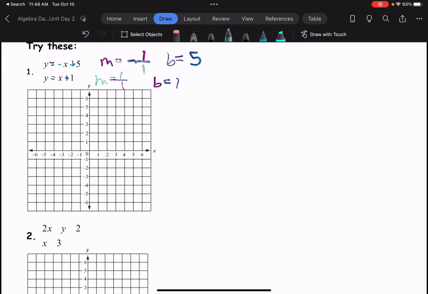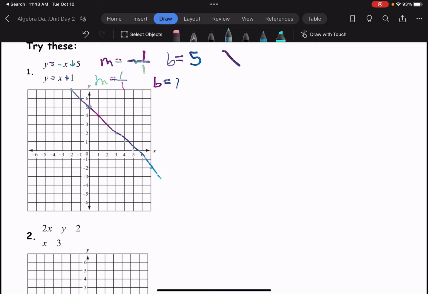So let's graph the first equation. We're going to go up 5. That's our starting point, our y-intercept. And it's a negative slope, so it's going down this way. So down 1 over 1, down 1 over 1. And I am noticing that my graph is going 1 by 1, so this is perfect.